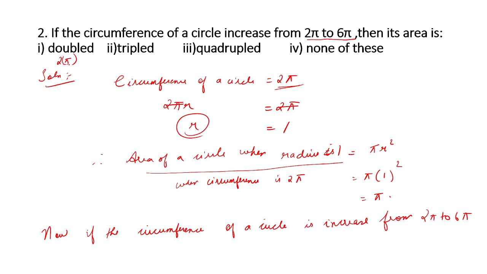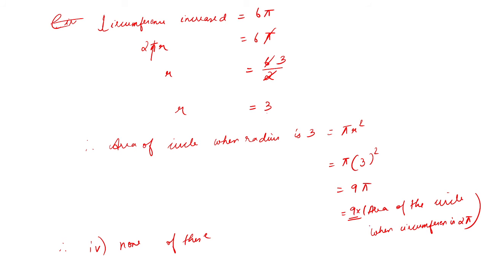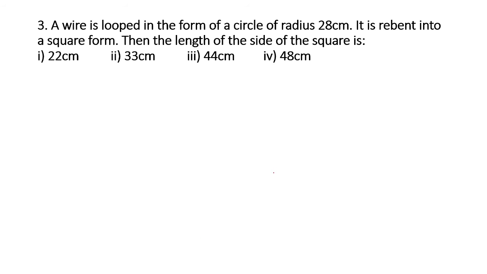So doubled means 2 pi. Tripled means 3 pi. Quadrupled means 4 pi. So our answer was 9 pi, right? 9 pi here. So that means the answer will be none of these. Okay, now quickly moving on to the third question for MCQ.